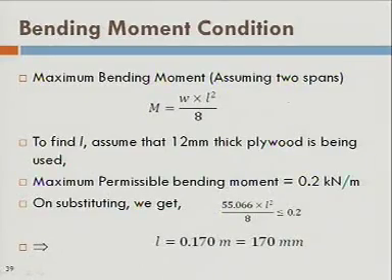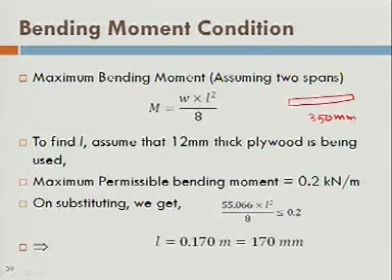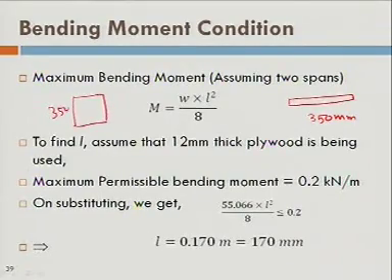If you remember, I have given you that the sides of the column is 350 millimeter. So column cross section is 350 by 350. So maybe you can have arrangement of studs something like this. That means you can encounter a two span situation, span 1 and span 2.